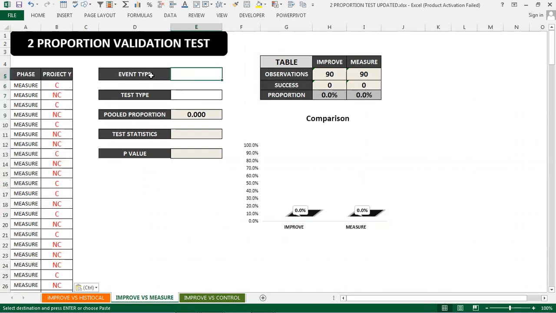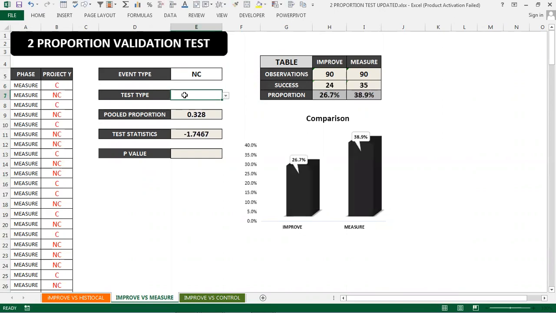So all we're going to do is, in event type, capital NC, we're going to put capital NC, and in test type, we're going to select the drop down of less than, and bingo. Here we can see the details. We have this p-value of 0.0403. We also have a graphical representation, improve phase versus measure phase. We can see the proportion of 26.7% is definitely lesser than 38.9%.